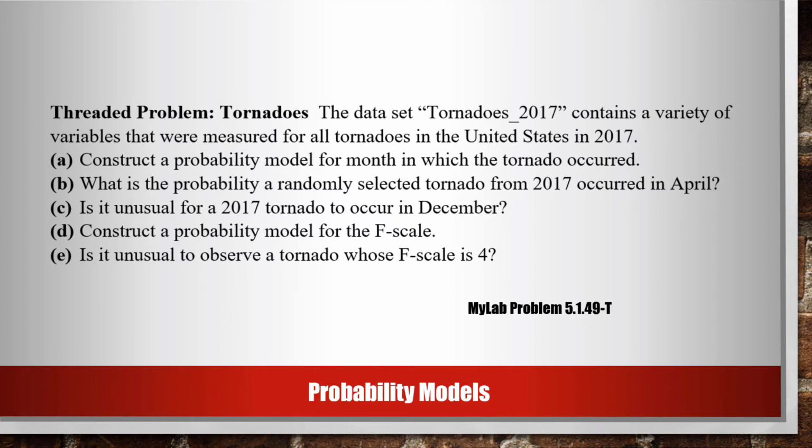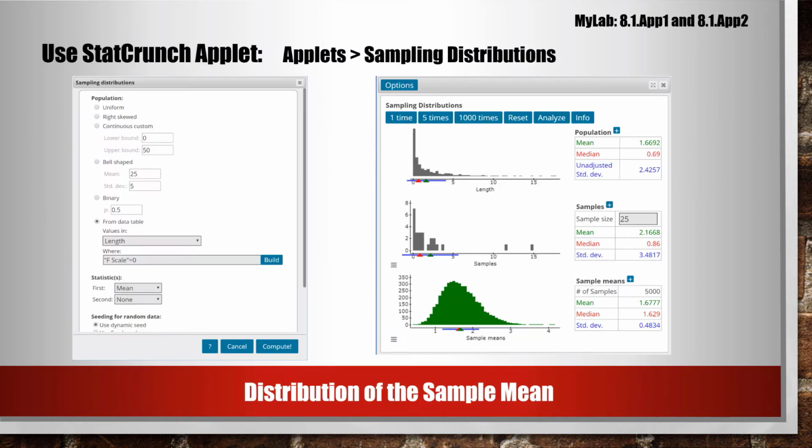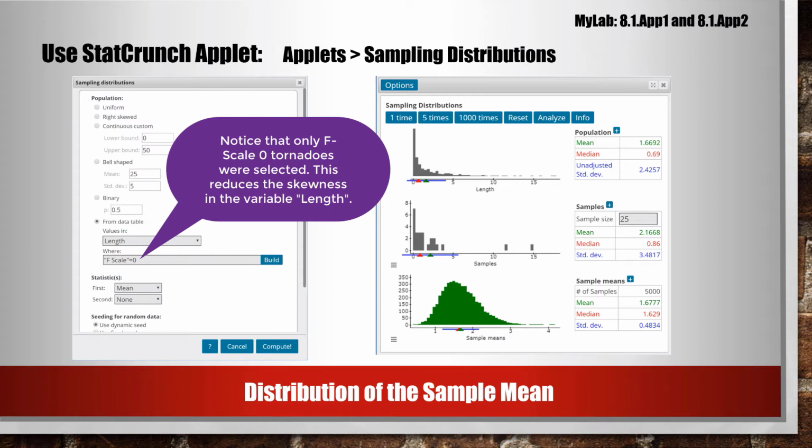This particular problem is a simple probability model for F-scale. Now what I want to do is show you how this data set can also be used to develop statistical concepts like the central limit theorem. We're going to use the sampling distribution applet with this tornado data.